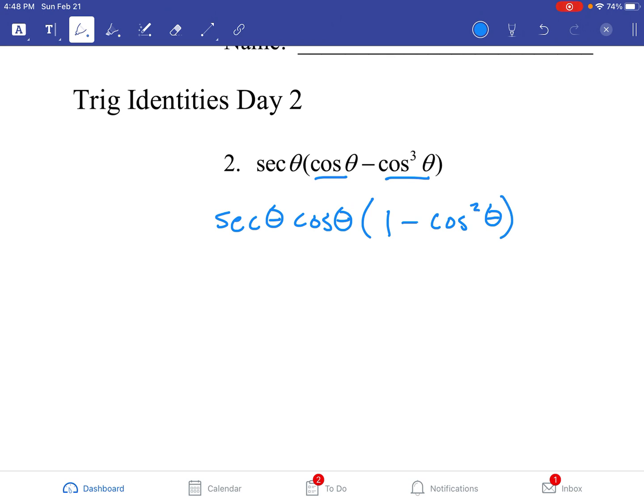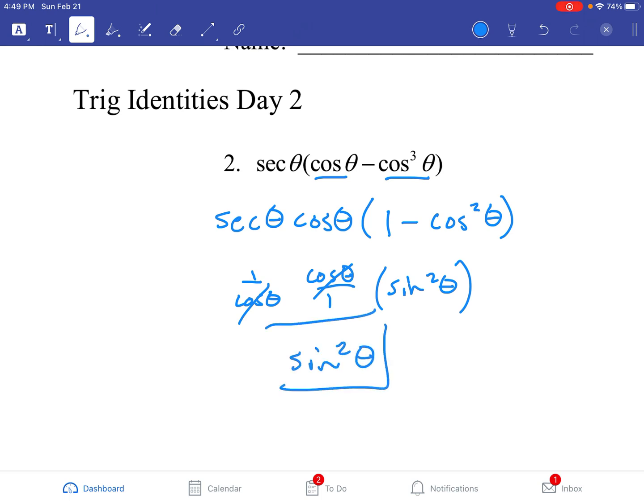Now you should recognize that 1 minus cosine squared is a Pythagorean identity, which gives you sine squared. And then secant and cosine are reciprocals. So if we have 1 over cosine from the secant and cosine over 1, times the sine squared, these cosines will cancel, and we're left with sine squared of theta, which would be our answer.